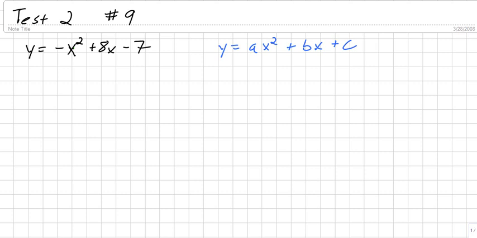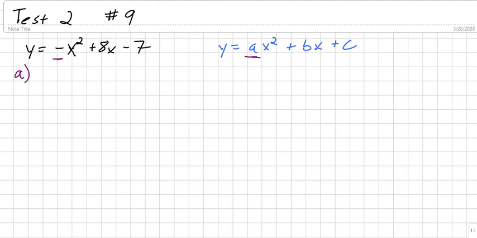All right, test number 2, question number 9 gives us the quadratic equation y equals negative x squared plus 8x minus 7. Remember, this form is standard form. Question letter A asks us which direction the parabola opens? Well, that is determined by our a value.